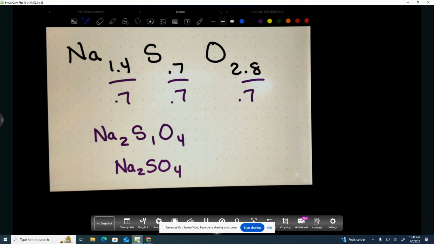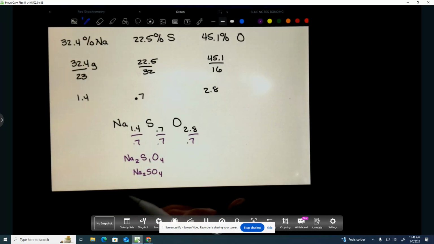Easy peasy? Yeah. Just like divide over. Okay. It's more than just dividing. It's understanding what I'm actually doing. I'm finding the mole ratio. Okay? Because now, the lab.